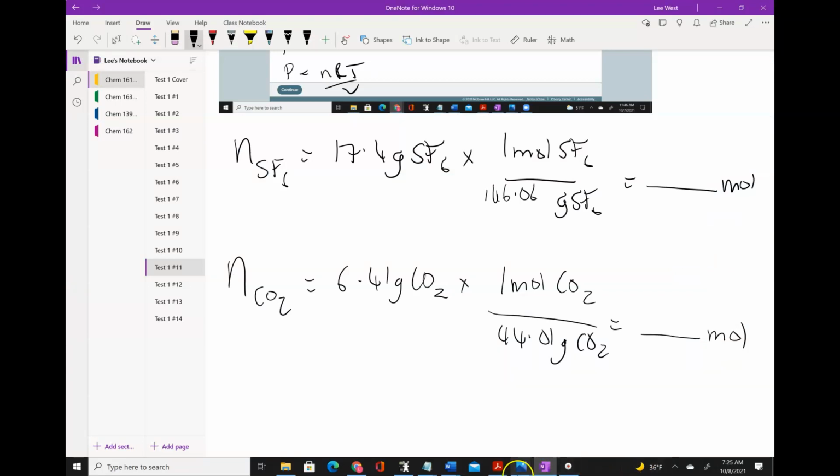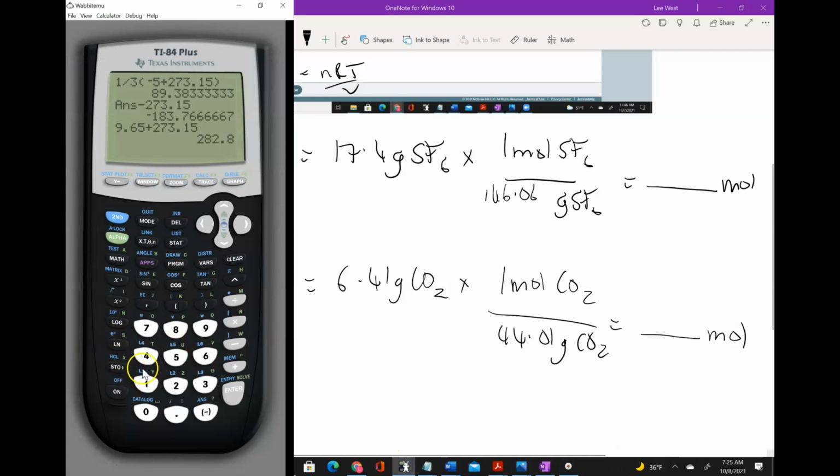There we go. Okay, so plug that into my calculator. 17.4 times 1 on 146.06. Enter. And 0.11913, just carrying through a couple of extra digits, right? And I've got 6.41 times 1 on 44.01. Enter. There we are. 0.14565. Make that clear that that's a 4 there. There we go.